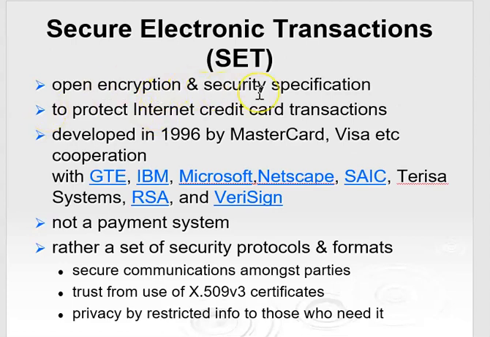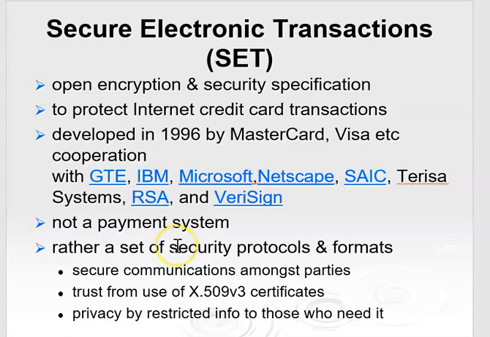It is an open encryption and security specification used to protect internet credit card transactions and was developed in 1996 by MasterCard and Visa. It is a system for ensuring security of financial transactions only. So financial transactions can be made secure. It was supported initially by MasterCard, Visa, Microsoft, Netscape and others.